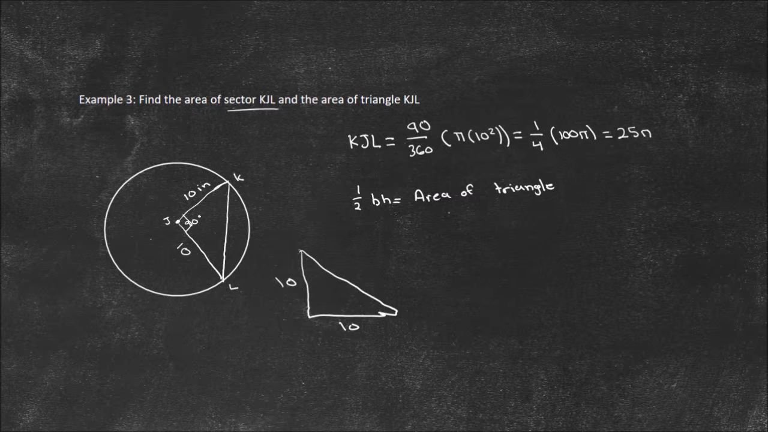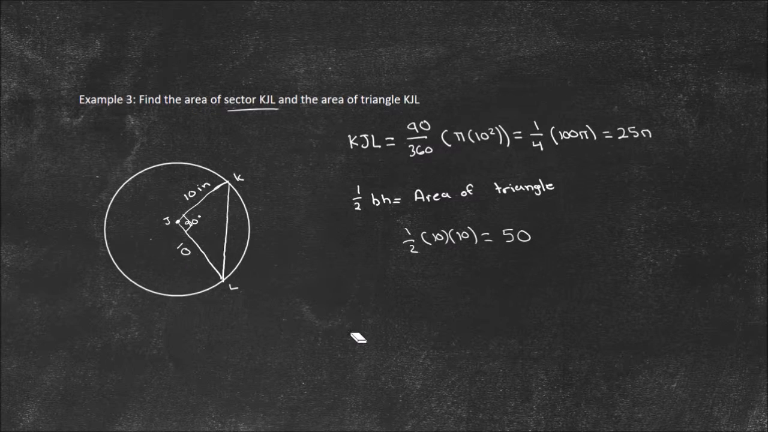So the area is going to be 1/2 base times height, which is 1/2 times 10 times 10, which equals 100 divided by 2, which is going to be 50. Okay, now a common question is, what is this area here? They'll highlight this area and ask you what that area is. That's a good question, because you have to find the measurement of the entire sector and then the measurement of the triangle within the sector, and then you subtract them.